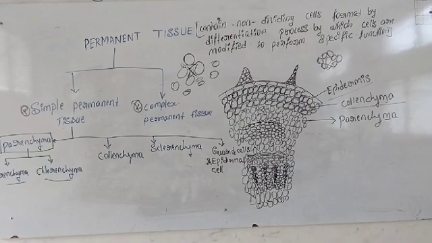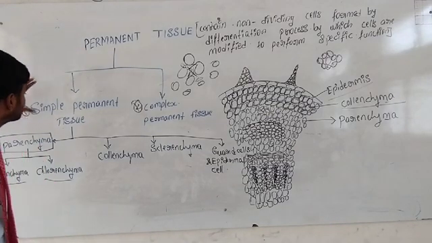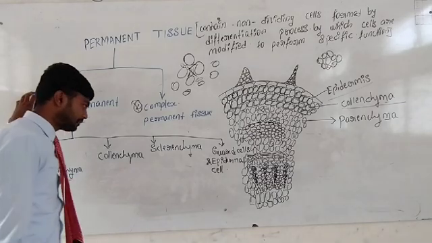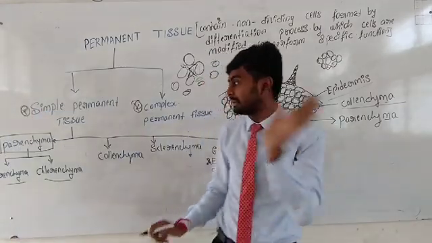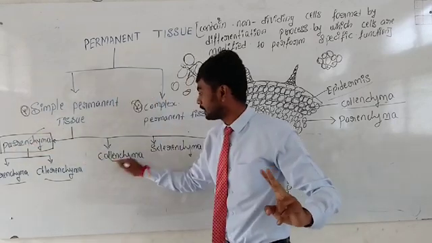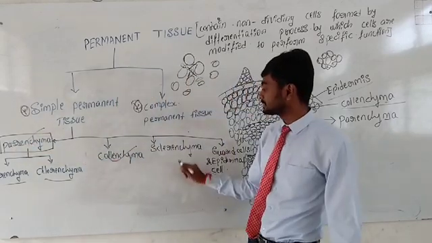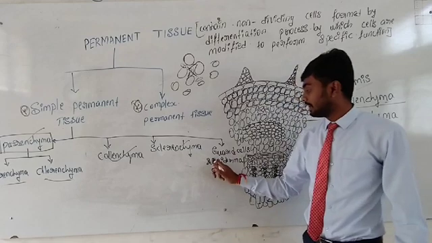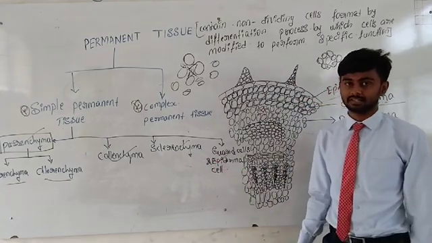Okay, dear students, now we are discussing only permanent tissue. In the permanent tissue, we discussed only simple permanent tissue. In the simple permanent tissue, we completed only two things. One is the parenchyma, another one is the collenchyma. Next class, I will continue with sclerenchyma, guard cells and epidermal cells.